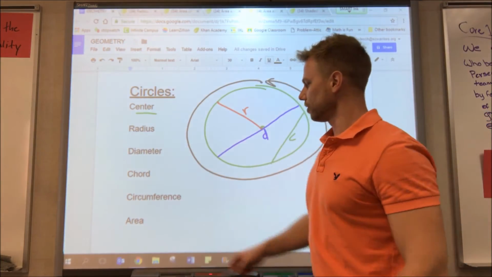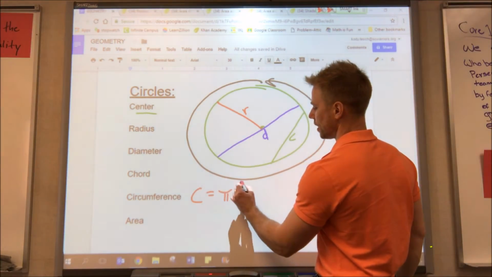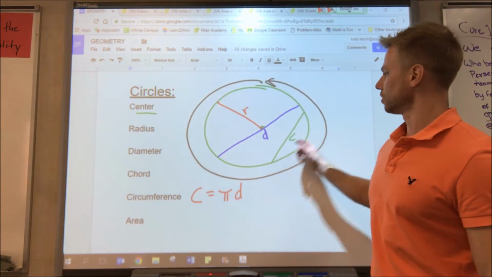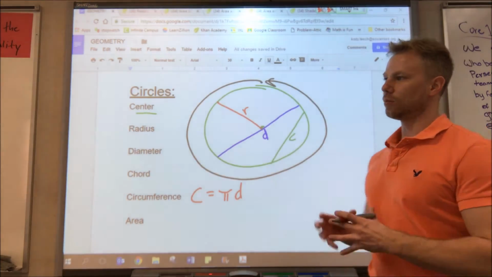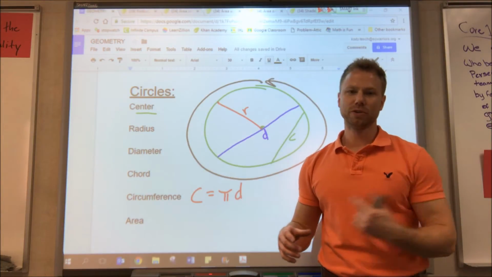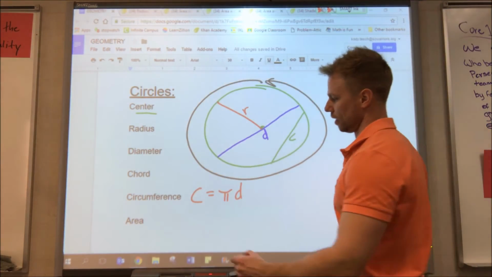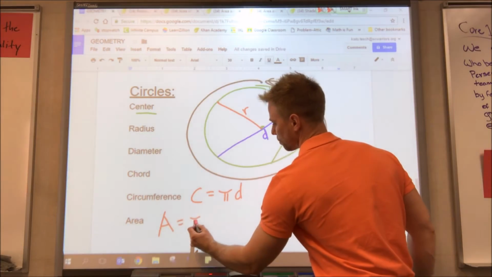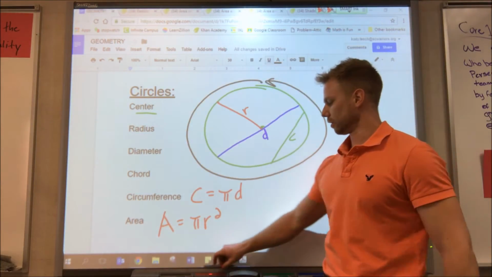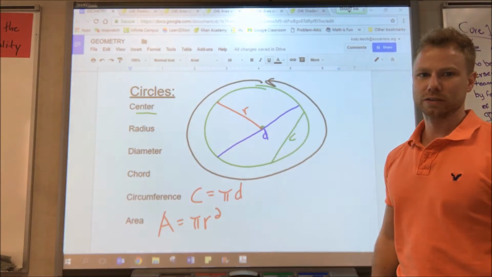For circumference, there's a formula that you're going to need to know. The circumference of a circle is equal to pi times the diameter, and pi is simply the ratio of the circumference to the diameter. No matter how big a circle is, whether it's huge or tiny, the ratio of the circumference to the diameter is always the same, which is pi, 3.14. The area is pi r squared, pi times the radius squared. Two formulas you're going to use a lot in order to find things about the circle.